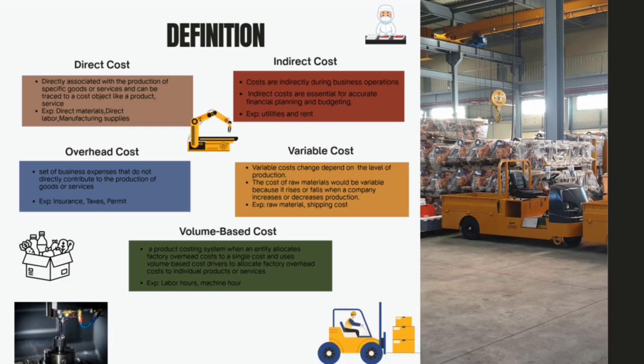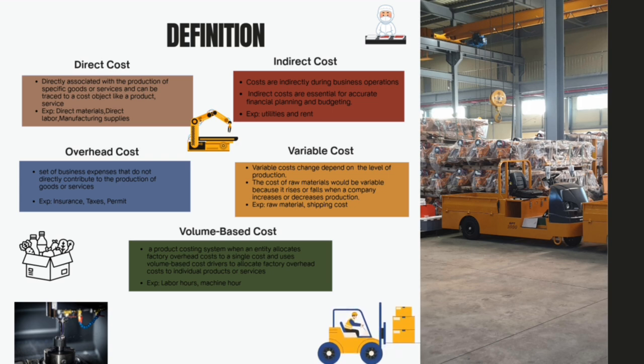Today, we are going to explain some cost definitions. Let's get started. Direct cost: directly associated with the production of specific goods or services and can be traced to a cost object like a product or service. Examples: direct materials, direct labor, manufacturing supplies.